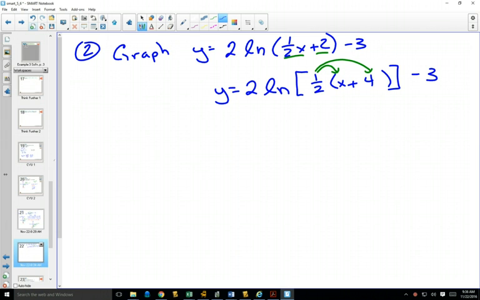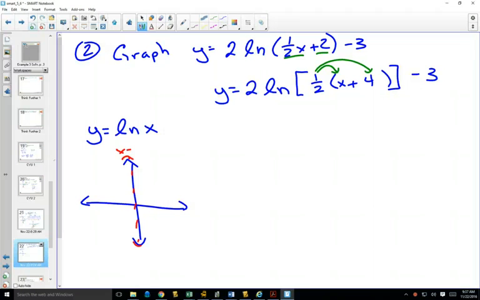Now that we've done that, to graph this, we start the same way that we graphed our last one. What's our parent function? The natural log of x. What does it look like? Well, it has an asymptote at x equals 0. All logs go through the point 1, 0. And this one's going to go through the point e, 1. Has the same shape as all our other log graphs. Everything is good.